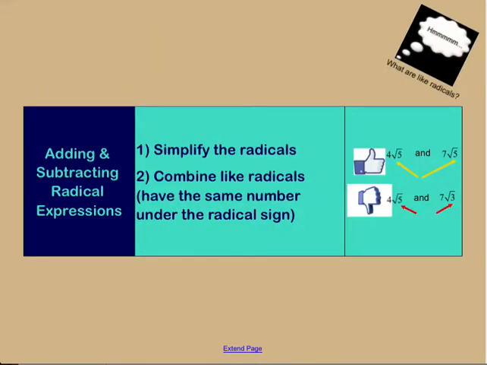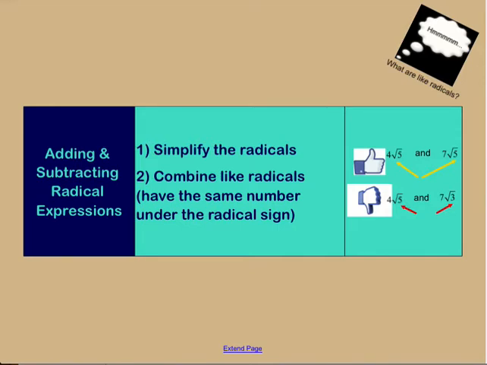So now let's talk about adding and subtracting radicals. How do we do this? Well, first thing we want to do is to simplify the radicals. And then you're going to combine like radicals. That's kind of the same as combining like terms. For example, you can do 5x plus 3x. You can add that to make that 8x. But if we have 5x and 3y, we can't add those two together because they're different.